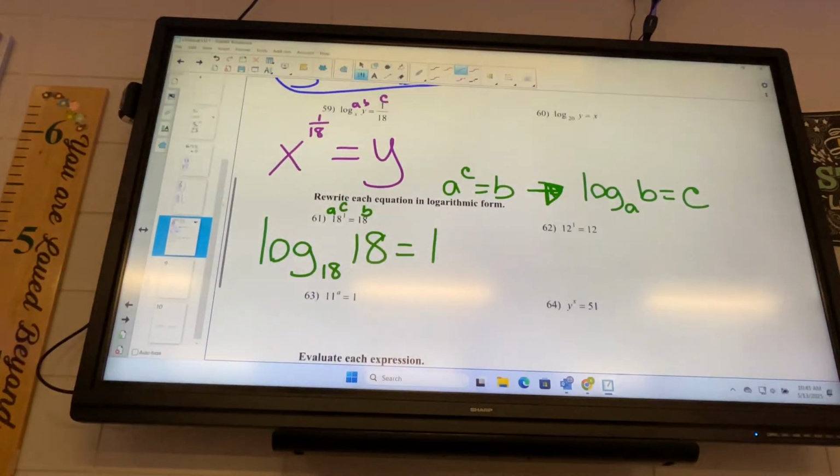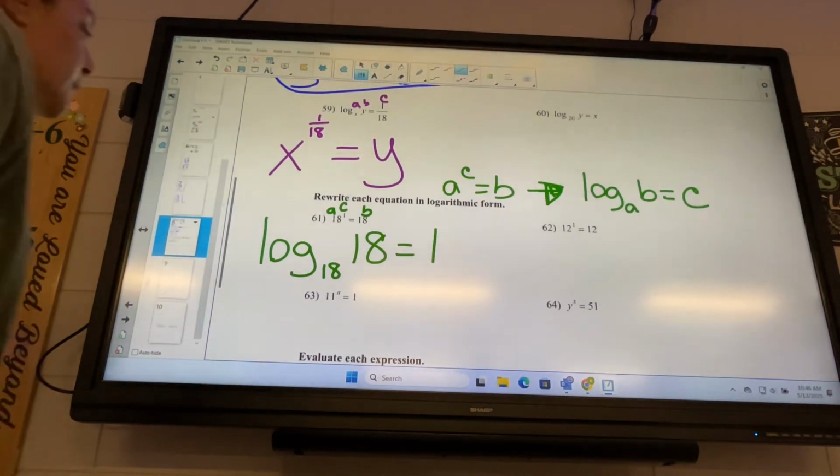Which one is my baby number on that one? It should be 18. What was it? 1. Yeah, the 1 was. So make sure that you convert it and it looks like a baby when it's supposed to be a baby, and it looks like a big number if it's supposed to be a big number.